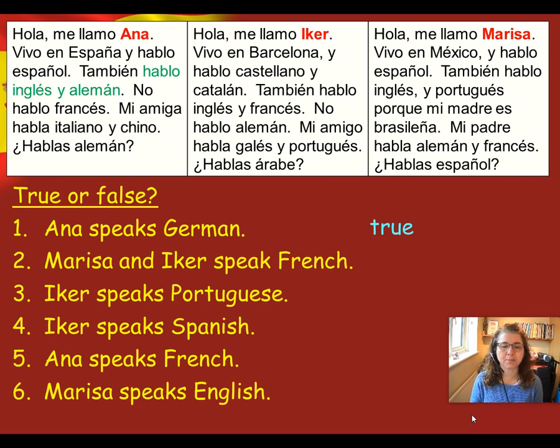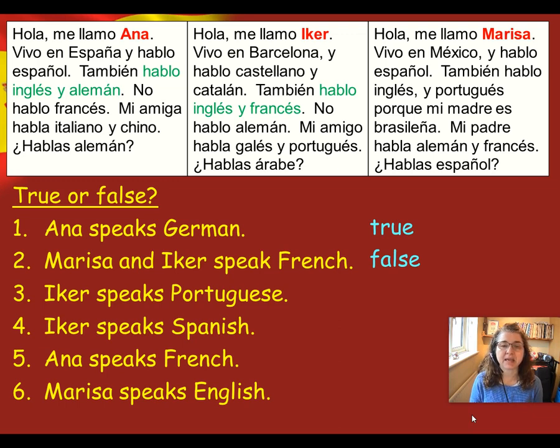Question number 2, Marisa and Iker speak French. Is that true or false? That one is false, isn't it? Because Iker says hablo inglés y francés, but Marisa doesn't say that she speaks French. She says that her father speaks French because it says habla alemán y francés, so it's not herself.